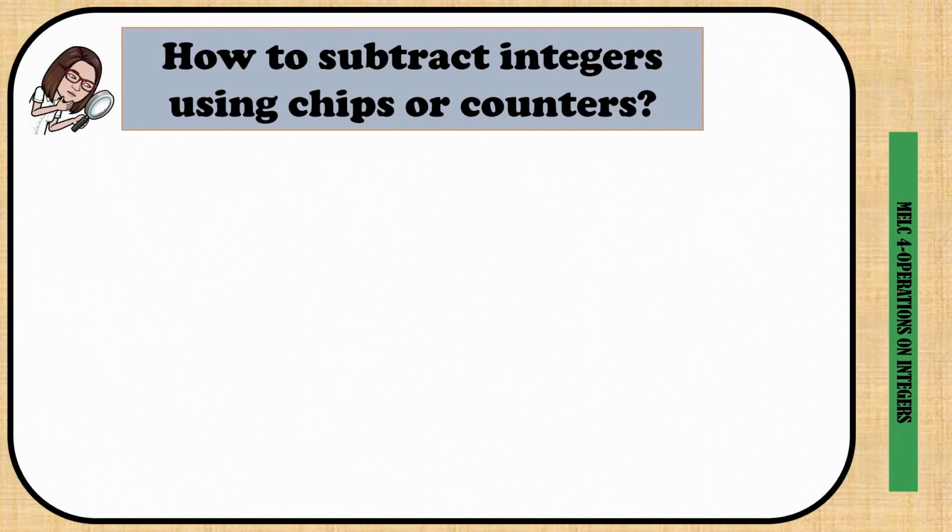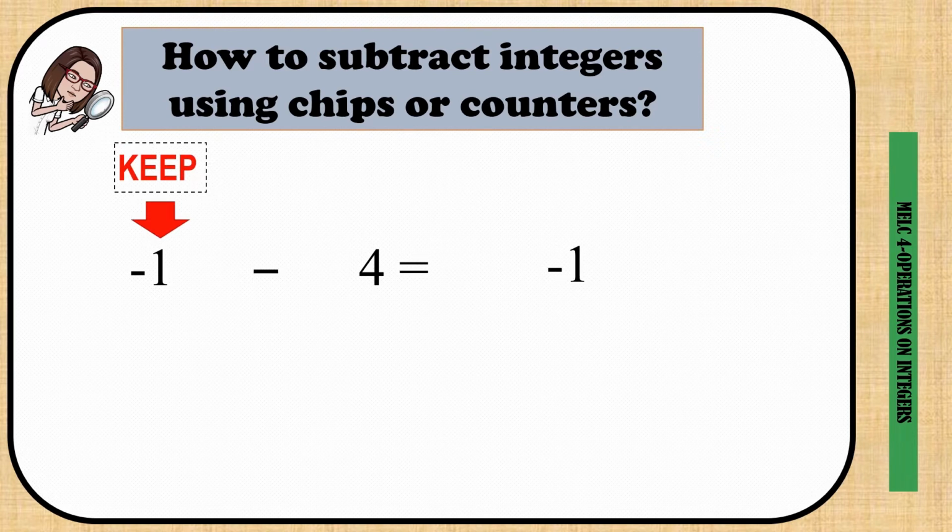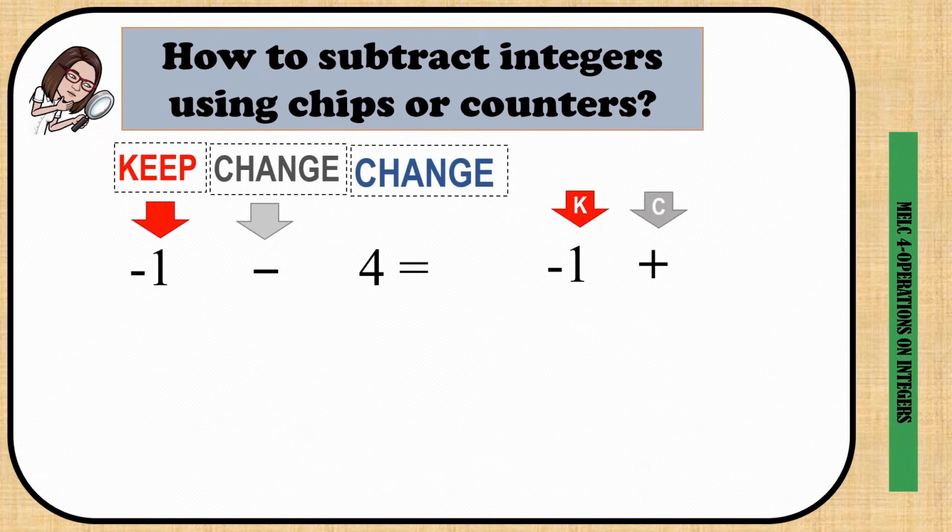Let's now see how to subtract integers using chips or counters. Let's have here an example: negative 1 minus 4. All you have to do is to remember the mnemonic, which is keep, change, change. If you observe, from negative 1, I just keep it and make it again negative 1. Just copy. Then change your operation, which is subtraction, into addition. And of course, this 4 will be changed also, because our mnemonic is keep, change, change. So let's change the sign of this positive 4, and it will become negative 4.